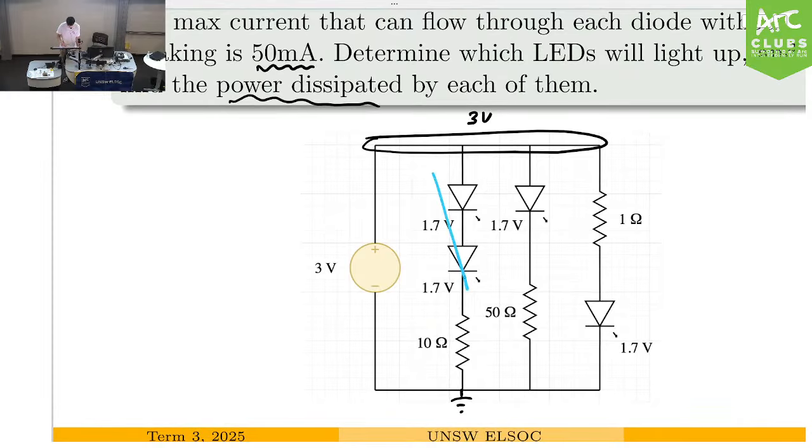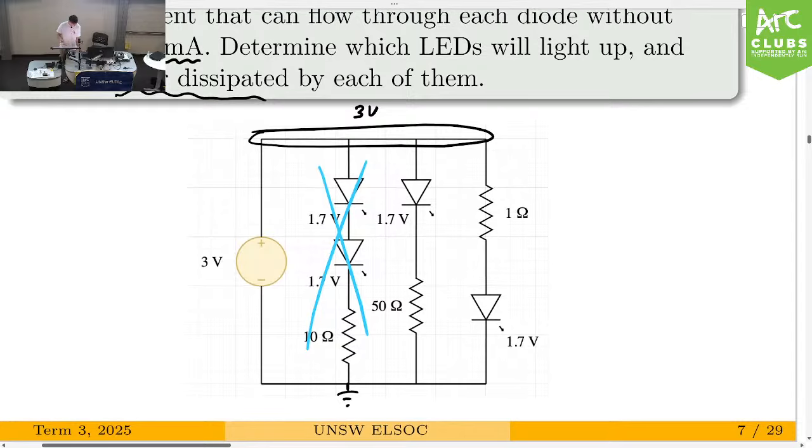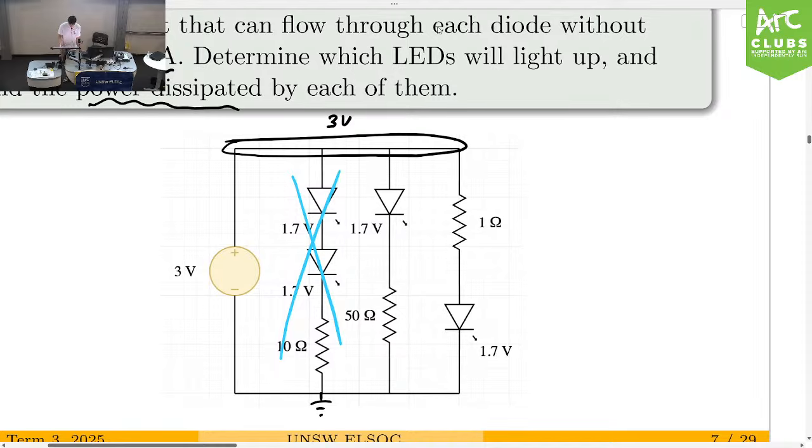No current will flow through here because the voltage is less than the forward voltage. So you can ignore that branch. So we know these two won't light up. Okay, let's have a look at the second branch.